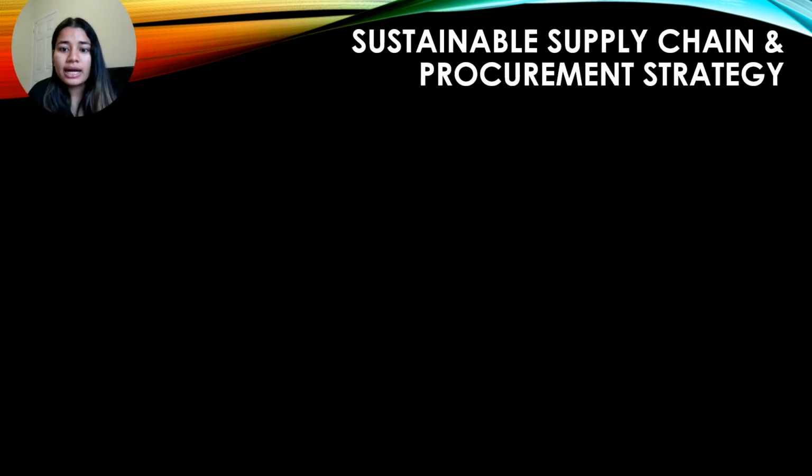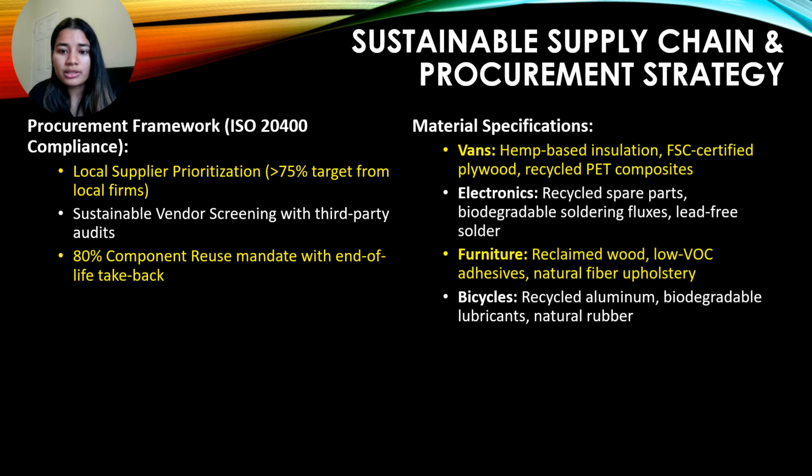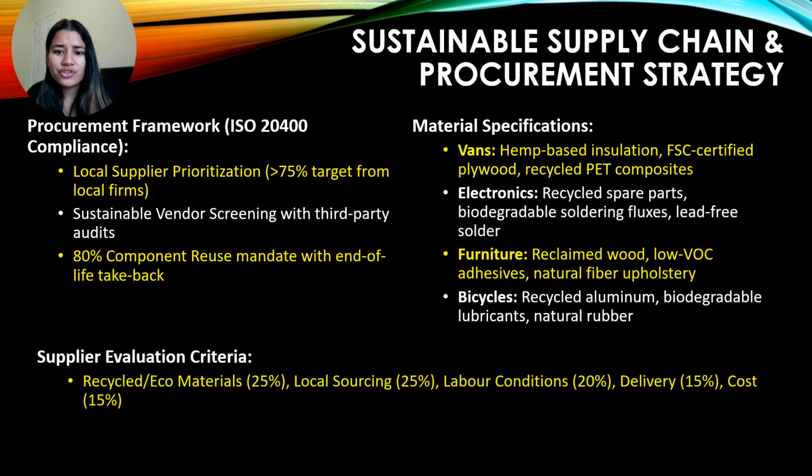In this slide, our procurement policy also converts management of the supply chain into a sustainability tool. We act in accordance with the ISO 20400 standards, giving first priority to local supply to minimize the transport volume of emissions and contribute to regional economies. The weighted evaluation matrix allows the evaluation of sustainability to be equal to that of the traditional procurement factors. Closed loop material flows are generated due to the 80% use requirement based on take back schemes, promoting the shift to the circular economy.